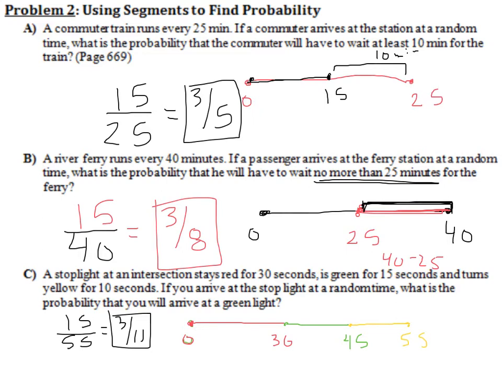The second one, as you can see, I drew a line and I had to add up all my totals. So red light was 30 seconds, then I added 15 to that for my green light, and then 10 for my yellow light. That's how I got 55 on the bottom, my total. Total is always on bottom. And then my intended outcome, which is green, which is 15 seconds, that goes on top, and I should always reduce my fraction.